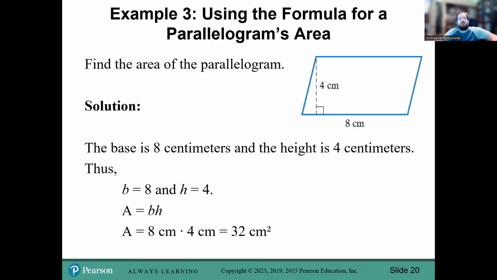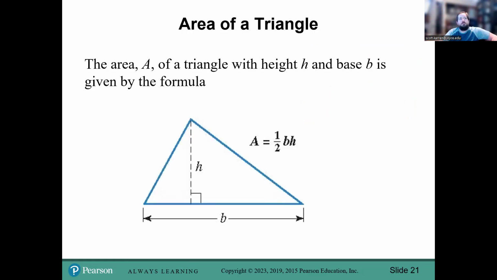So if I have this value, and oftentimes they'll give that to you. I've got 8 centimeters in base. This whole thing here is 8 centimeters. The height is 4 centimeters. So it's just that base times height, which is 8 centimeters times 4 centimeters. And that gives me 32 centimeters squared.